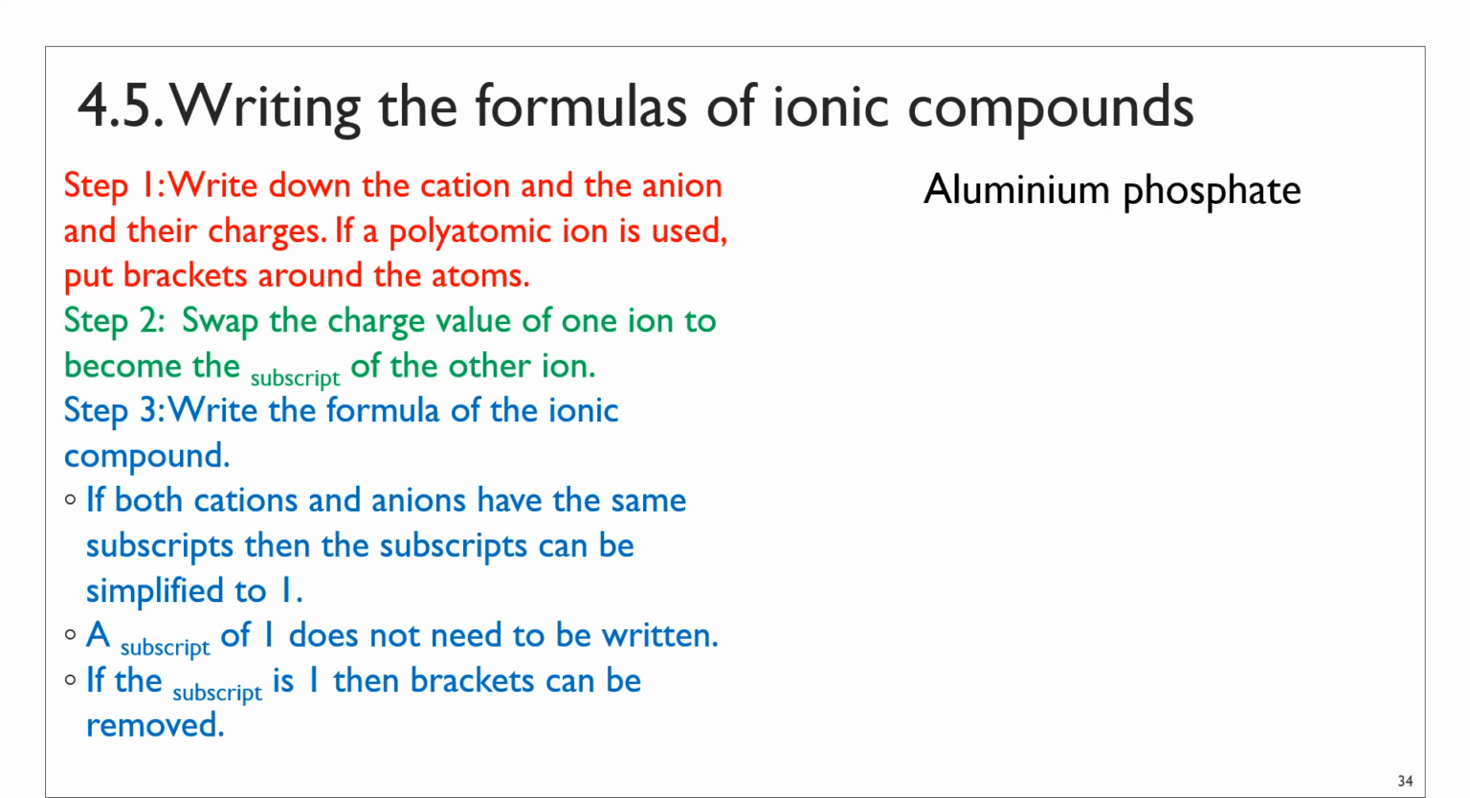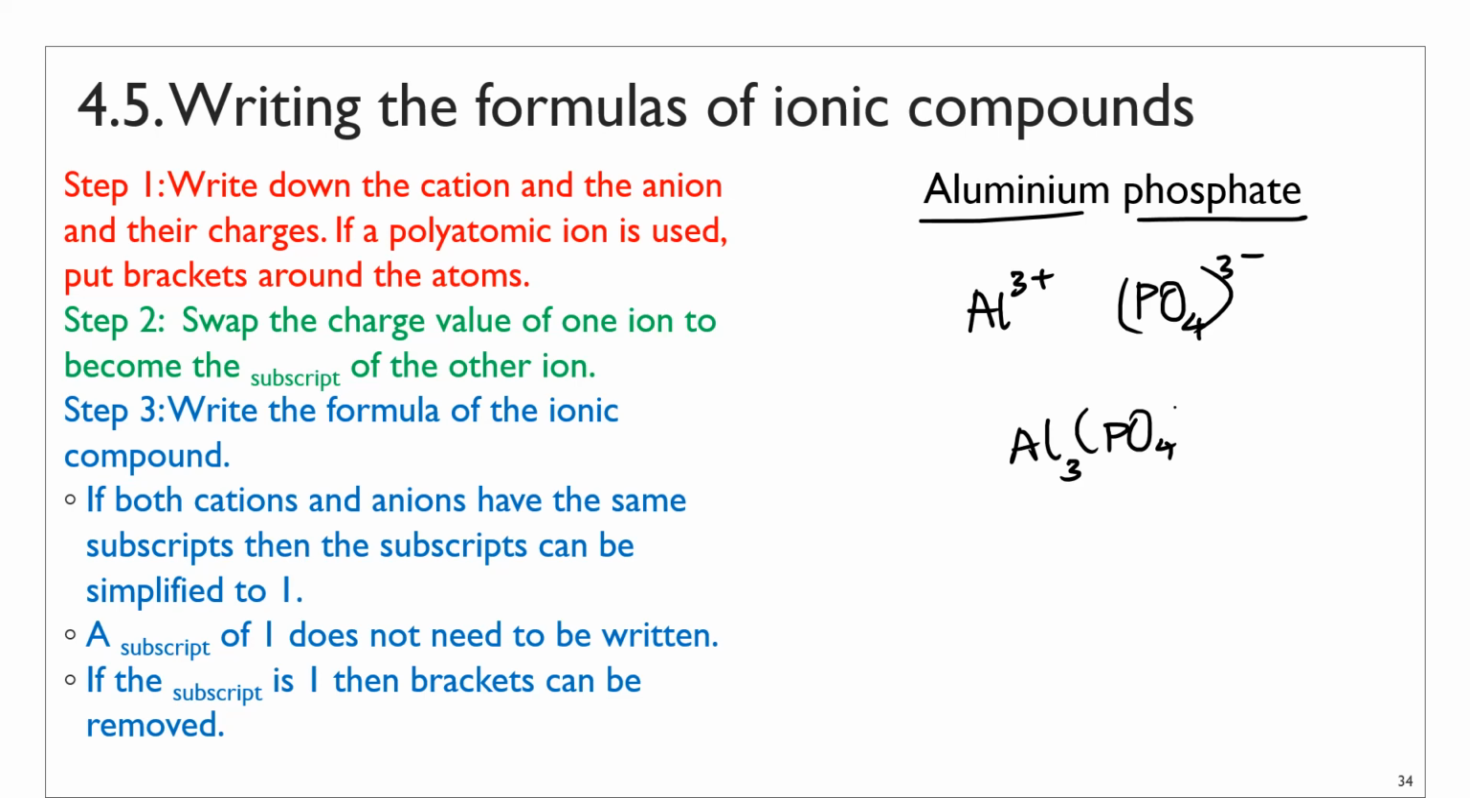Okay. Do we have any more? Aluminium phosphate. Not that exciting actually. Aluminium is in group 13, so it's going to form a 3+ ion. Phosphate is a polyatomic ion, so PO4 3 minus. So if you swap these, you have Al3, PO4, 3. And I don't think we have had an example like this, but if both the cation and anion have the same subscript, then you can simplify them to just AlPO4. Okay? Sorry, PO4.